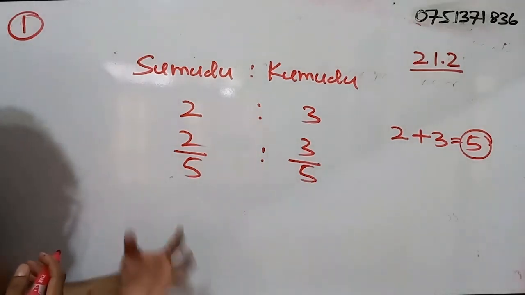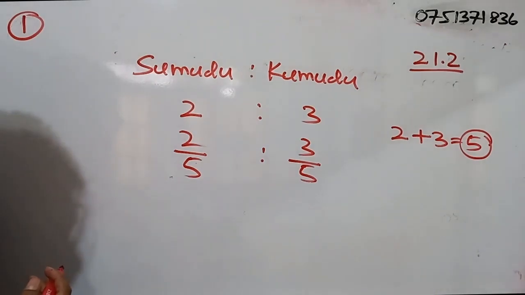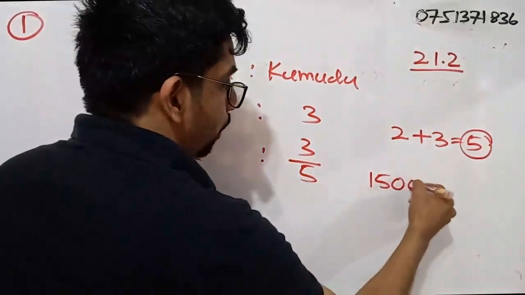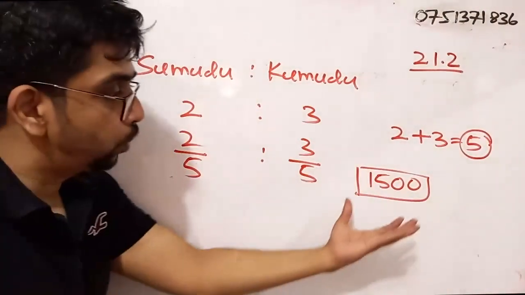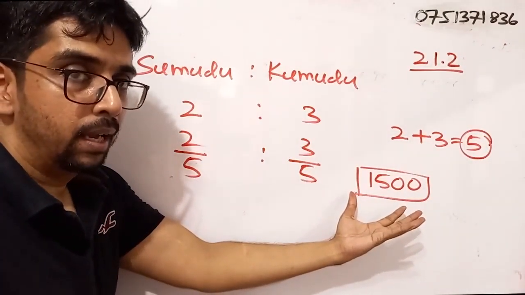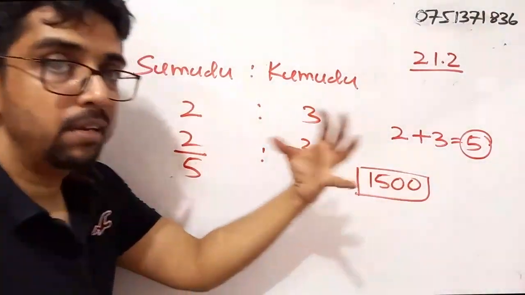So here we need to calculate what? What is the value of one part? If the total number of parts are equal to what? Right? We are dividing 1500 in a ratio, no? That means the total value is equal to 1500. Right? So we take this number and we divide it by 5.